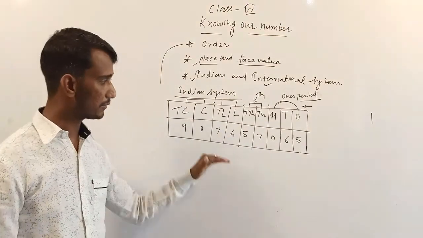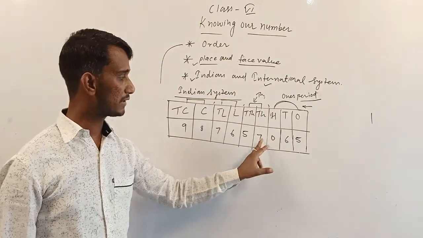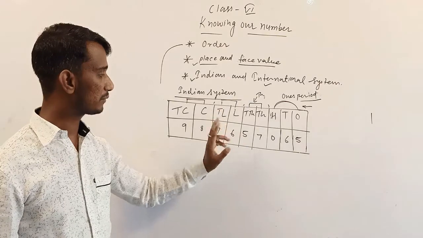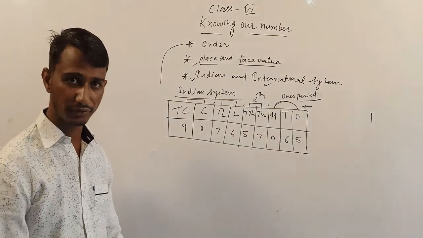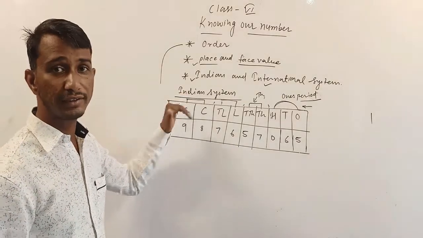987657065. Okay, these are the numbers. 5 on the 1s place, 6 on the 10s place, 0 on the 100s place, 7 on the 1000s place, 5 on the 10,000s place, 6 on the lakh place, 7 on the 10 lakh place, 8 on the crore place and 9 on the 10 crore place. Okay, so how does this help us to read the numbers?